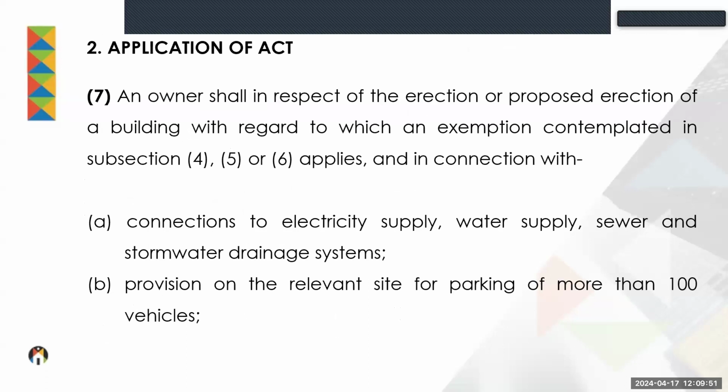Who must comply with the Act? The owner of the property. The owner shall, in respect of the erection of or proposed erection of a building with regard to which an exemption contemplated in subsection 4, 5, and 6 applies. Now, I just want to stand still, first of all. Who is responsible? That's the owner.